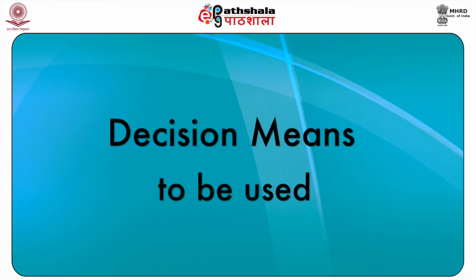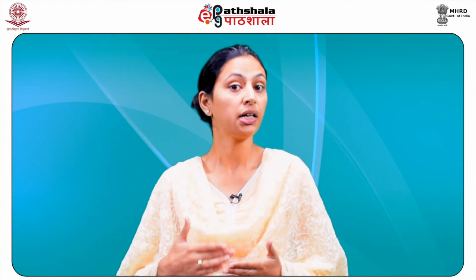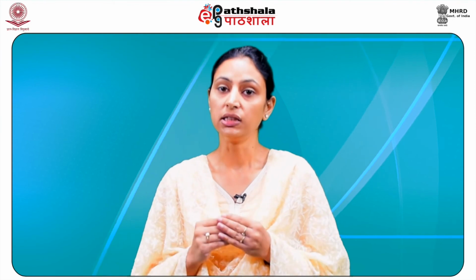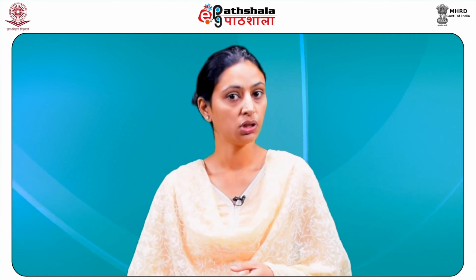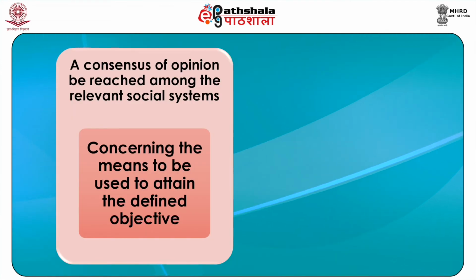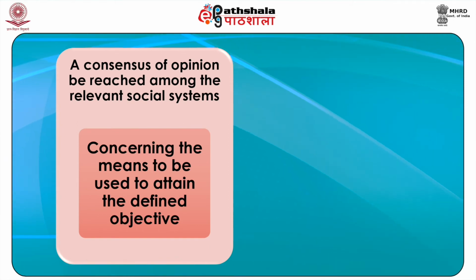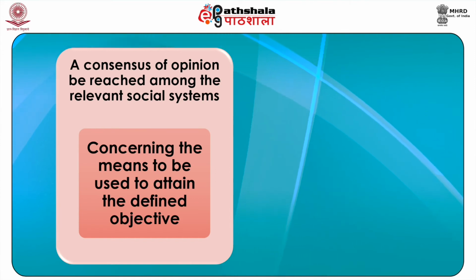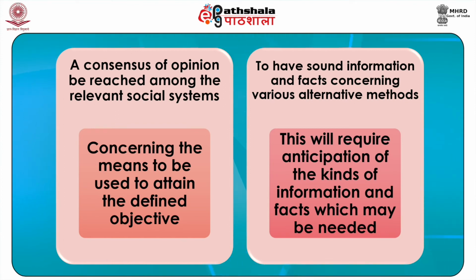Step 11. Decision on means to be used. Once objectives are set, that is, agreed upon and formalized, there is a need to explore alternative means and their consequences that might be used to reach these objectives. At this stage, it is very important that a consensus of opinion be reached among the relevant social systems concerning the means to be used to attain the defined objective. To have sound information and facts concerning various alternative methods, this will require anticipation of the kind of information and facts which may be needed.